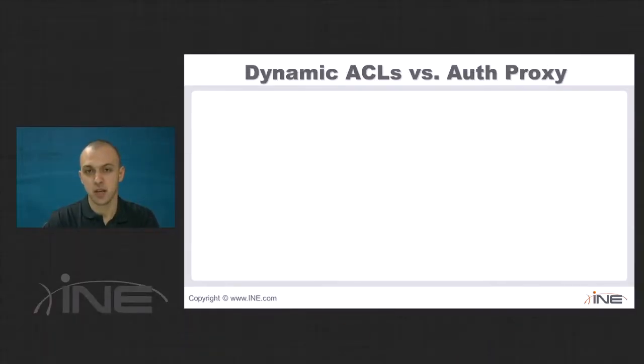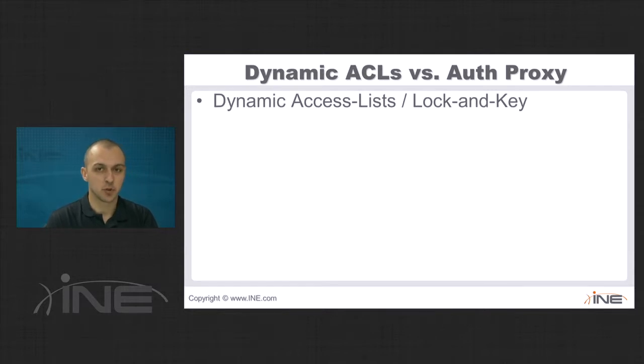Welcome back everybody. In this topic, we're going to take a look into the authentication proxy functionality of the IOS routers. And we're going to make a comparison between this and the dynamic ACLs, which are basically replaced by the authentication proxy functionality. Now, the dynamic access lists are also known as lock and key ACLs.